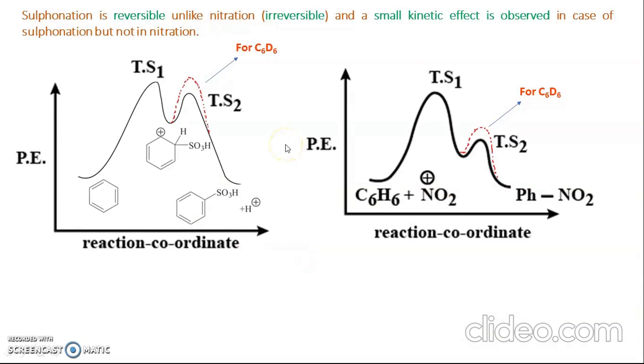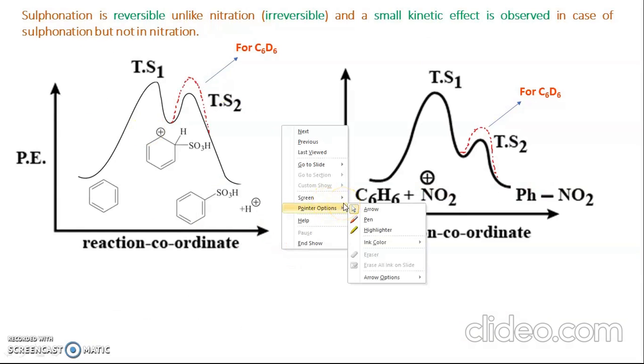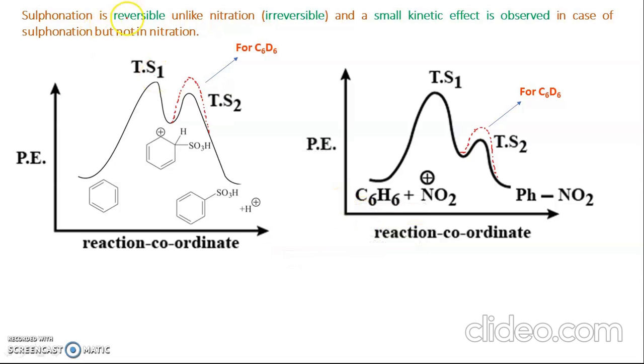Now we will compare sulfonation with nitration. Here, what is written? Sulfonation is reversible unlike nitration. That we have already seen. It has a reversible nature, not like nitration, which is irreversible. So that is the first point. And the second point is, a small kinetic isotope effect is observed in case of sulfonation but not in case of nitration. So first we will focus on why sulfonation is reversible and nitration is not.